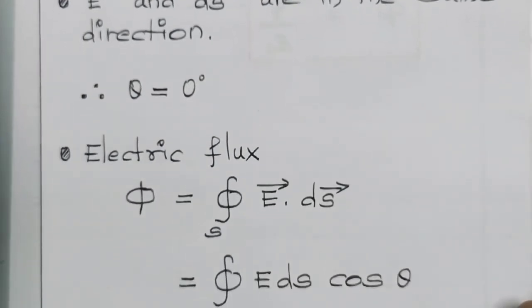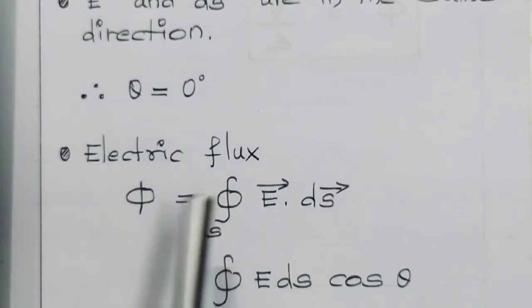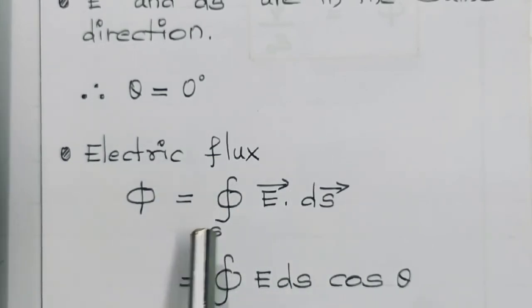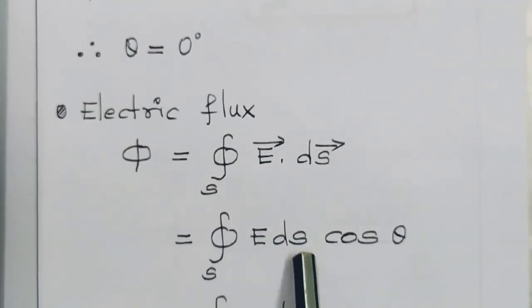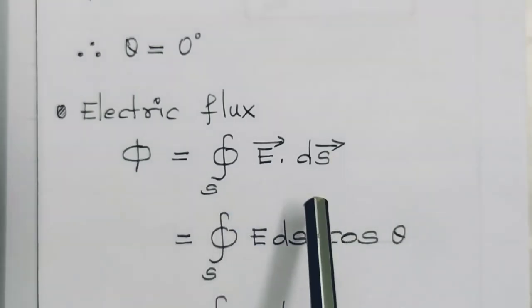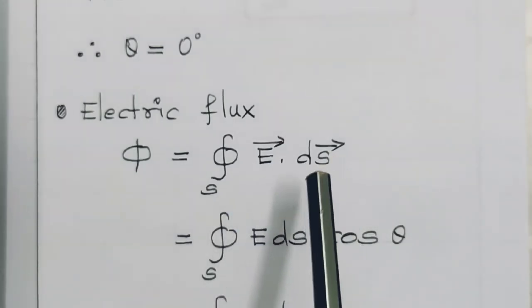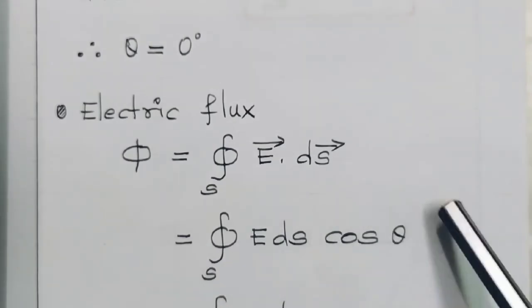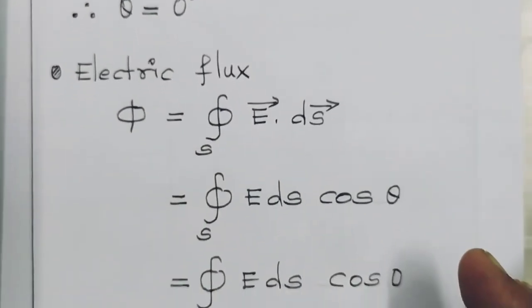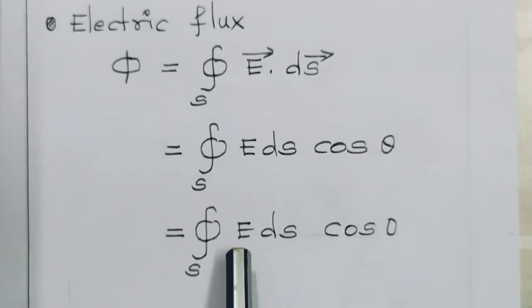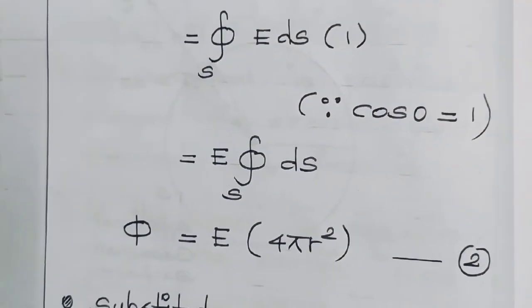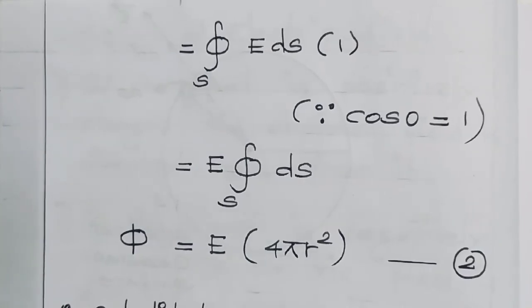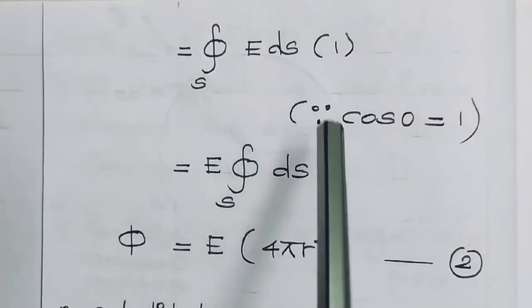In the next step, let us write the expression for electric flux. We all know that phi is equal to the surface integral of E vector dot ds vector. So in the next step, E ds cos theta. You know that A vector dot B vector is equal to AB cos theta, a vector formula. So we have written like this. In the next step, E ds cos 0. What is the value of cos 0? It is 1. So the surface integral of E ds times 1.